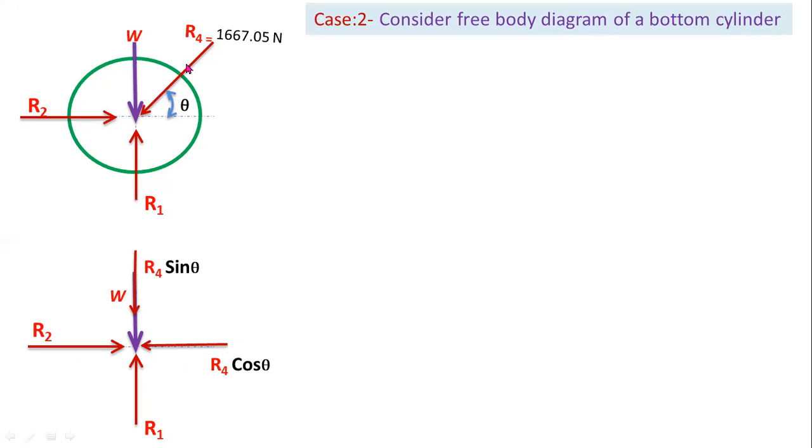Here, this reaction force R4 equal to 1667.05 newtons. You have to convert this inclined force into horizontal and vertical force like this. R4 cos theta and R4 sin theta are the 2 components. Now you have to resolve all the forces along the vertical axis. These are the 3 forces lying on the vertical axis. You have to add these 3 forces.